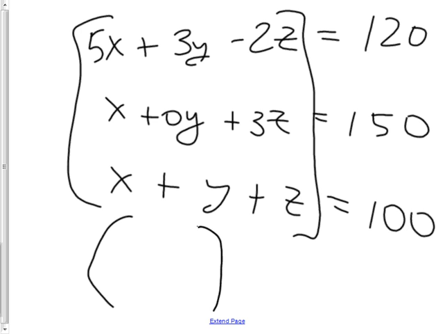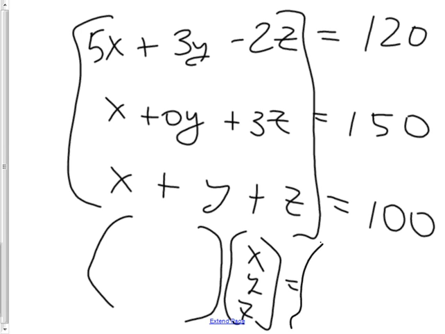So, make me a triple matrix. Oops. Then I need the variable matrix, which has got x, y, and z. And then I need the last 3 numbers, 120, 150, 100. Solve it as fast as you can. Question or an answer? Yes.